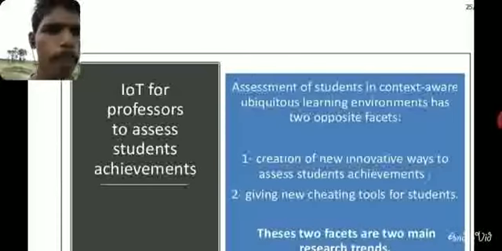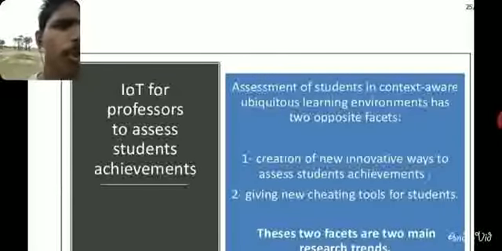IoT for professors to assess students' achievements. In the picture you can see that to avoid copying in the exam, we can use IoT, like we can give a different set of question papers to each and every individual so that they cannot copy from each other. IoT easily does that by having a list of questions, which can be randomly given to random persons, and we can get good results out of that, and no one can cheat in that exam.